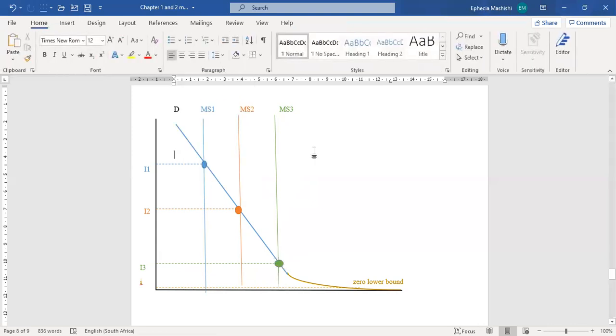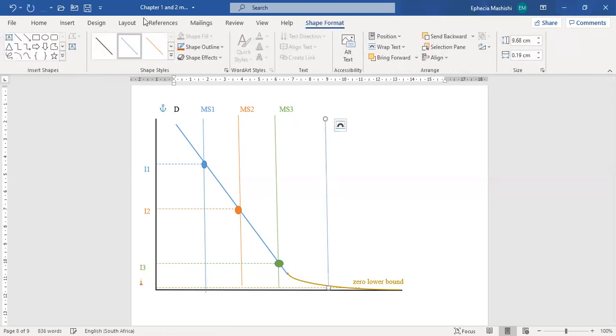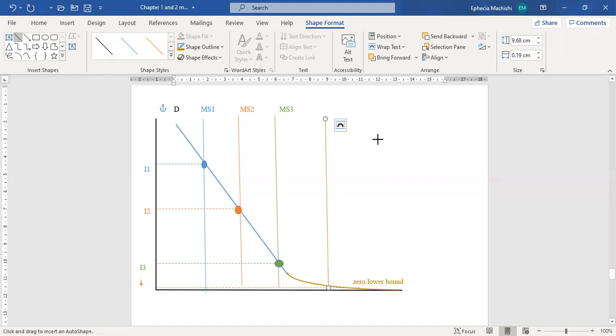Now, let's say again that even after increasing the money supply again, the central bank still does not receive the response that it wants from the economy. So they keep on increasing the money supply again and again in hope that the economy will respond, until they reach a point which is called the zero lower bound.